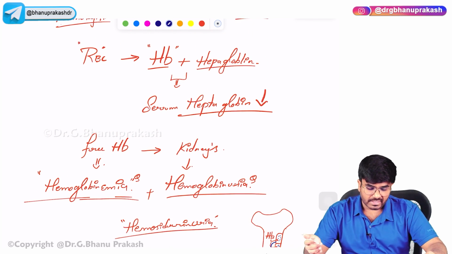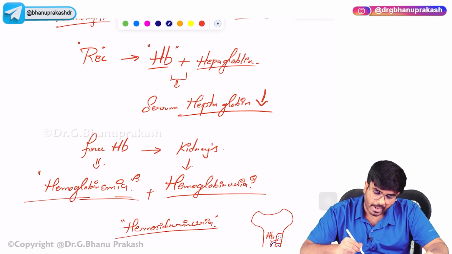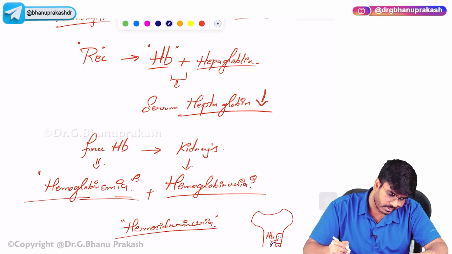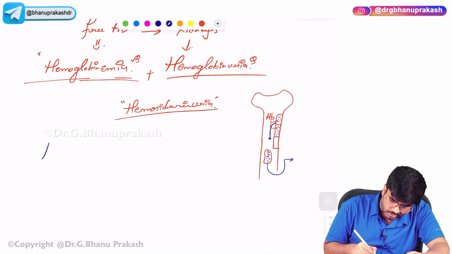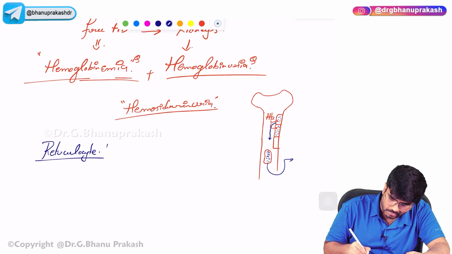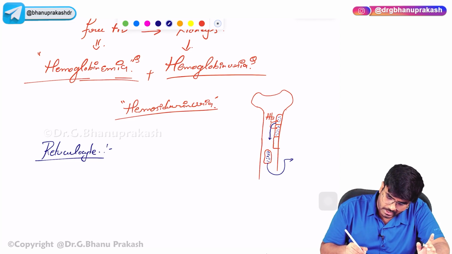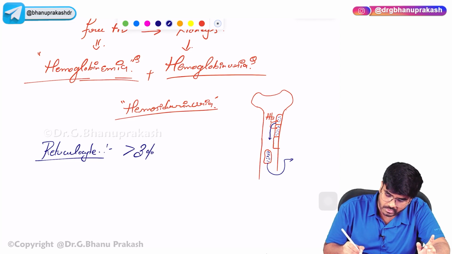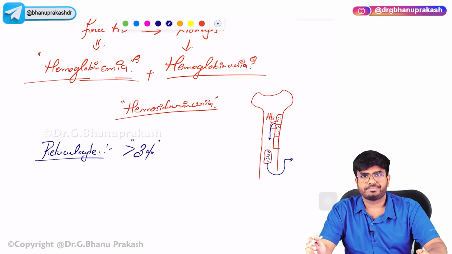So what are the important things which I want you to know? If there is intravascular hemolysis, there is hemoglobinemia, hemoglobinuria, hemosiderinuria, and the serum haptoglobin levels are going to go down. Okay, and what about the reticulocyte count? Here also there is over destruction, there is no problem with the production. Here also the reticulocyte count is going to go more than 3%.